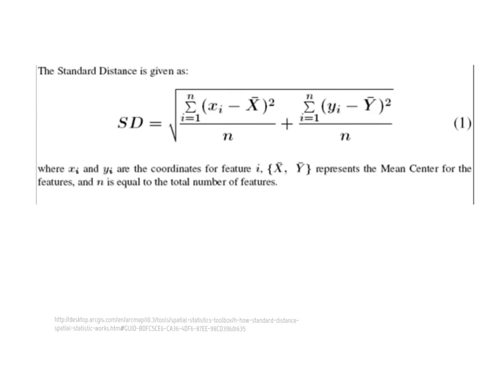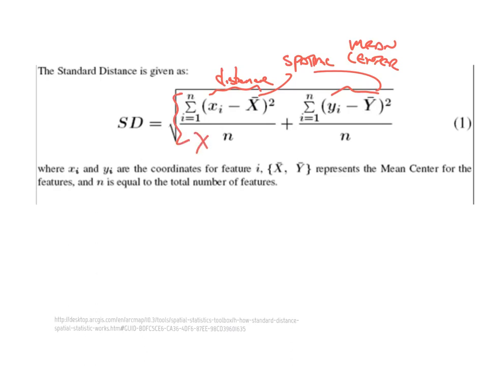Following the notation on the Esri website and what we talked about a moment ago, here we still have the calculation of the distance from the point to the spatial or mean center. And so what we can see here is we're going to perform this calculation for x, perform this calculation for y, summate those into two values, which will equate to the standard distance in map units.